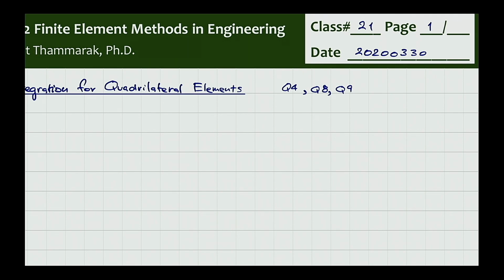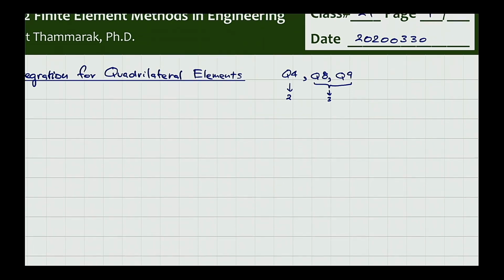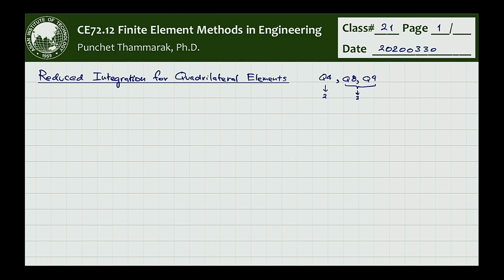And for the full integration elements, for Q4, you have 2 integration points in each direction. For Q8 and Q9, if you look at the order of the function, you are going to need 3 integration points. Now, the issue is going to be like this.